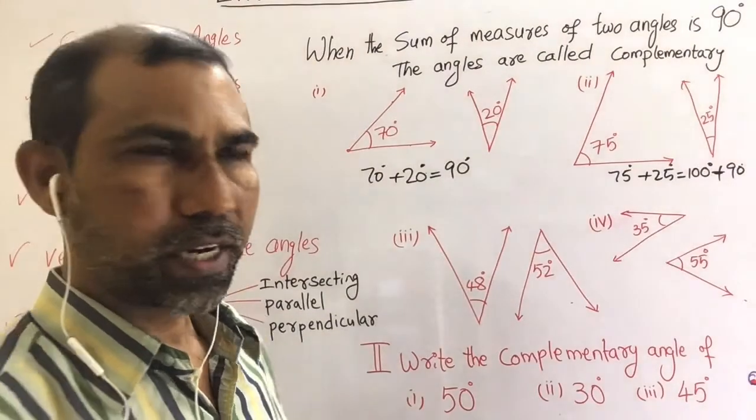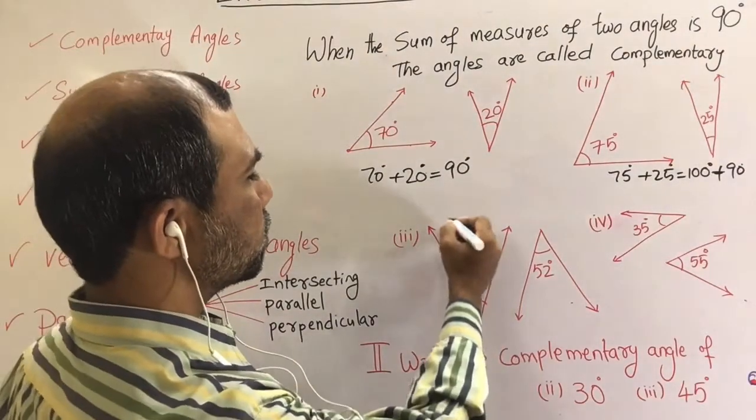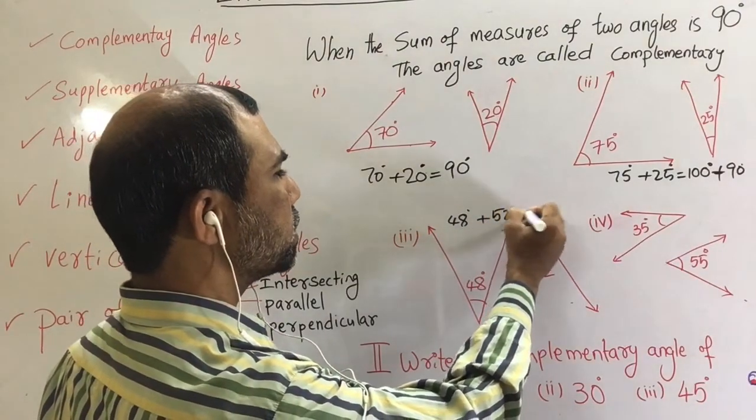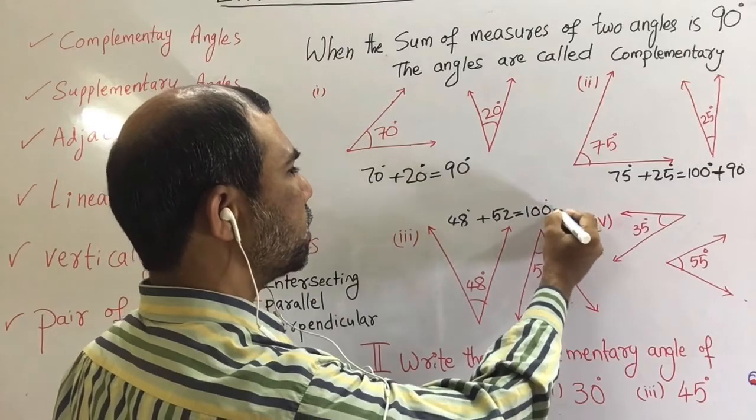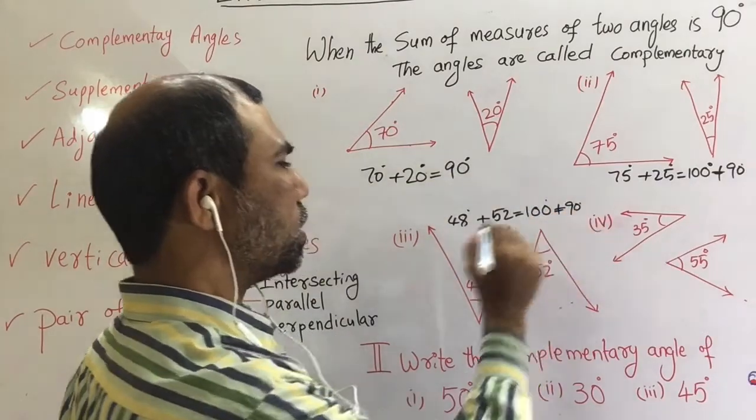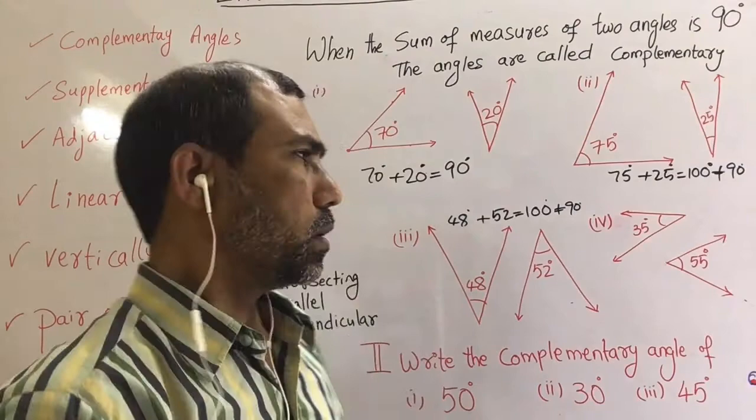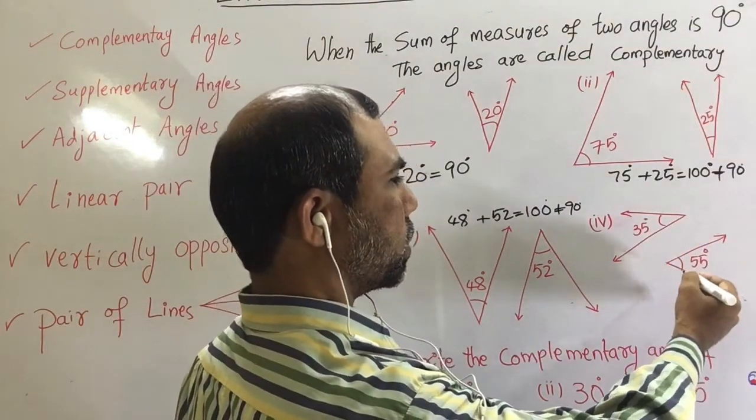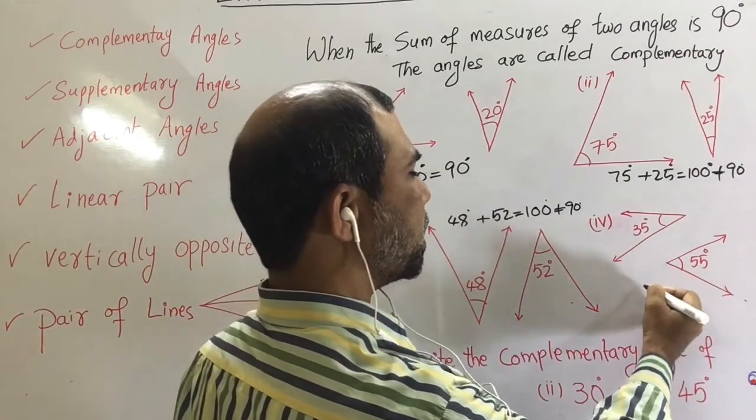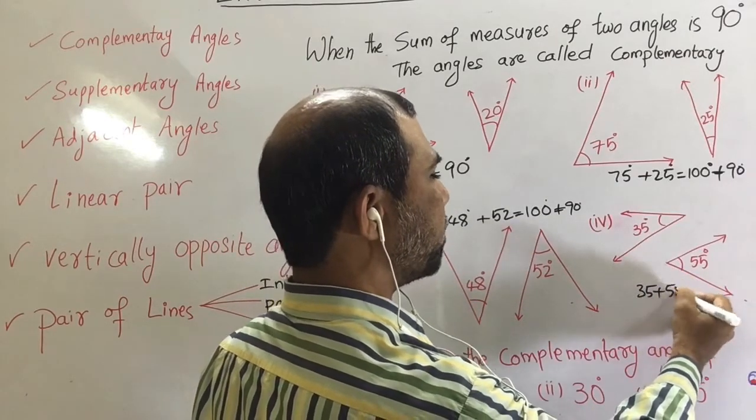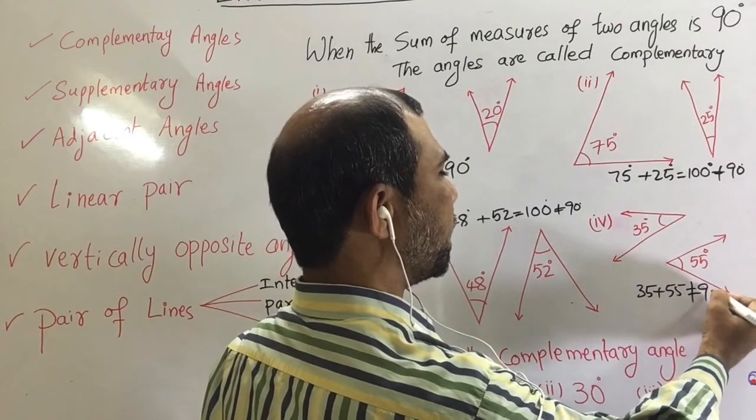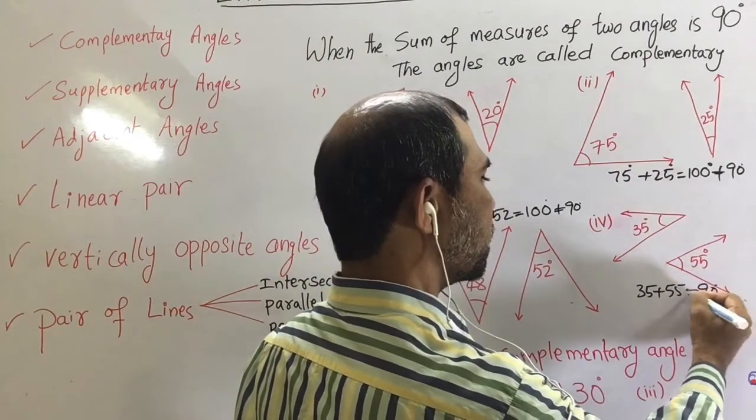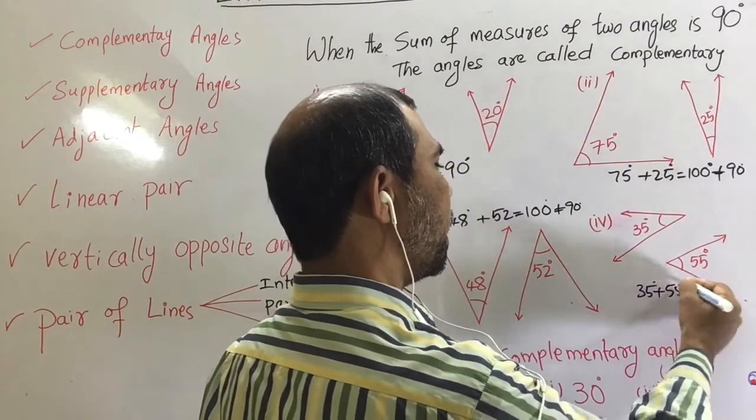Similarly, we can check this question: 48 degrees plus 52 degrees is equal to 100, which is not equal to 90, so not complementary. Same way, we can check the given pair is complementary or not. 35 plus 55 is equal to 90 degrees, so they are complementary angles.